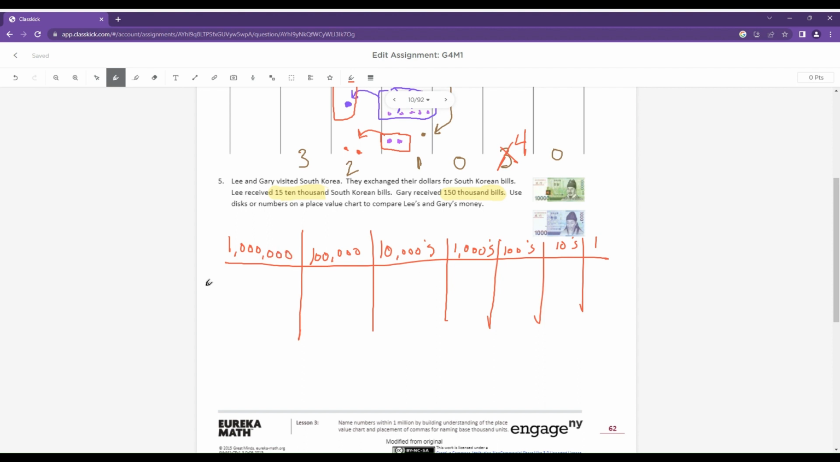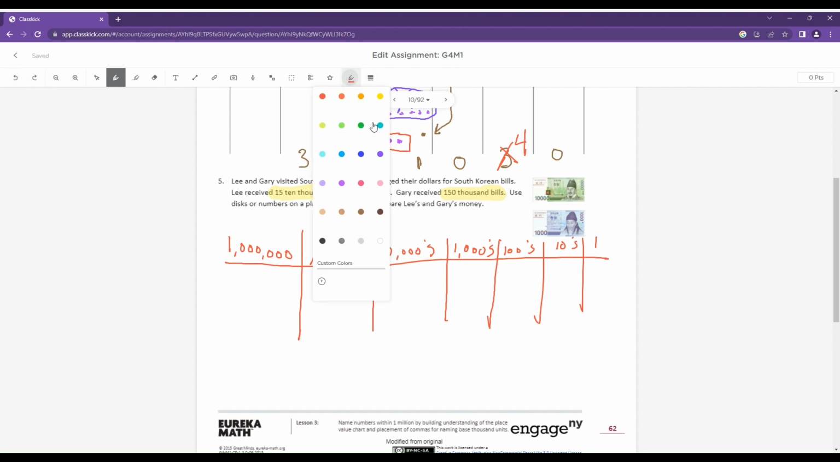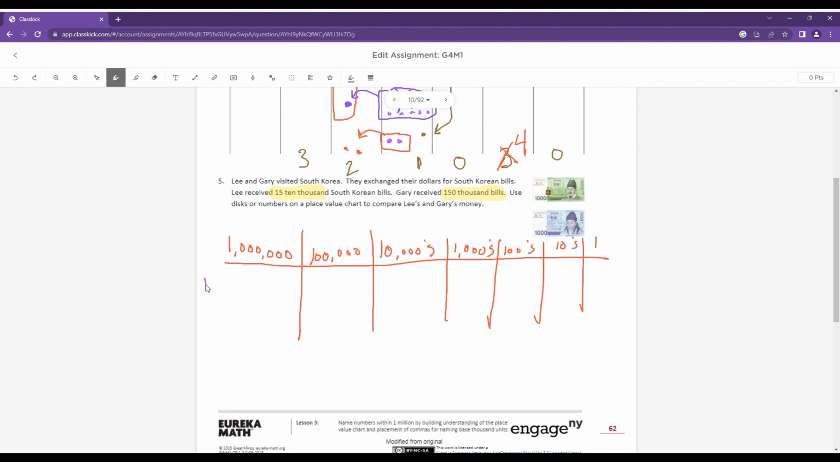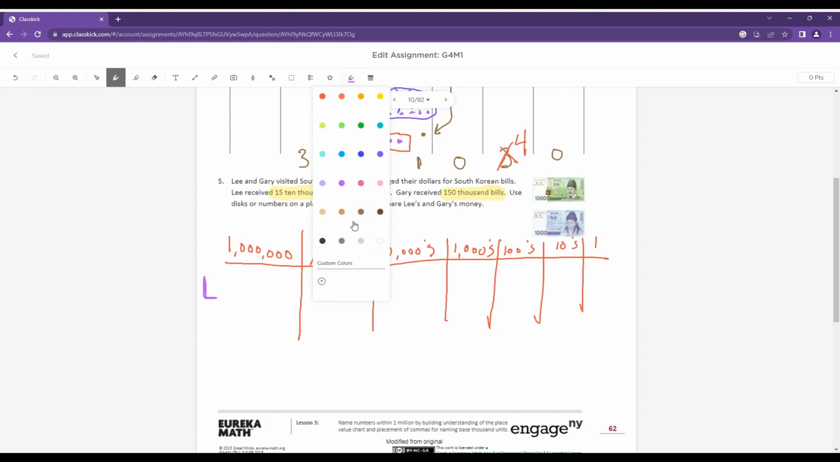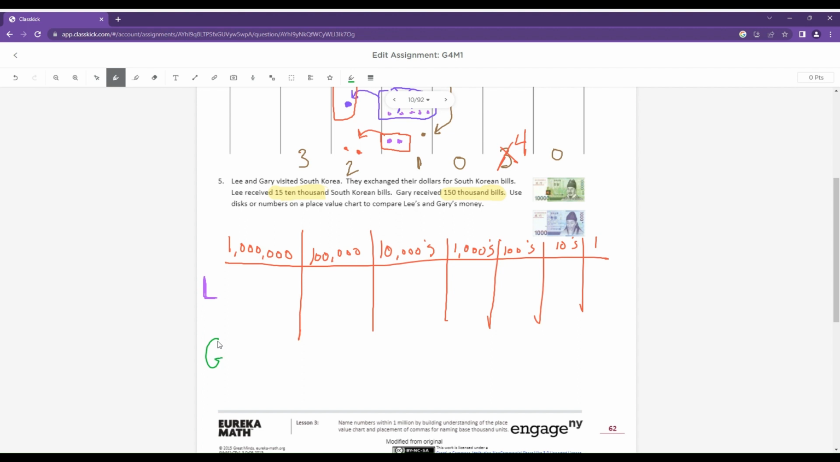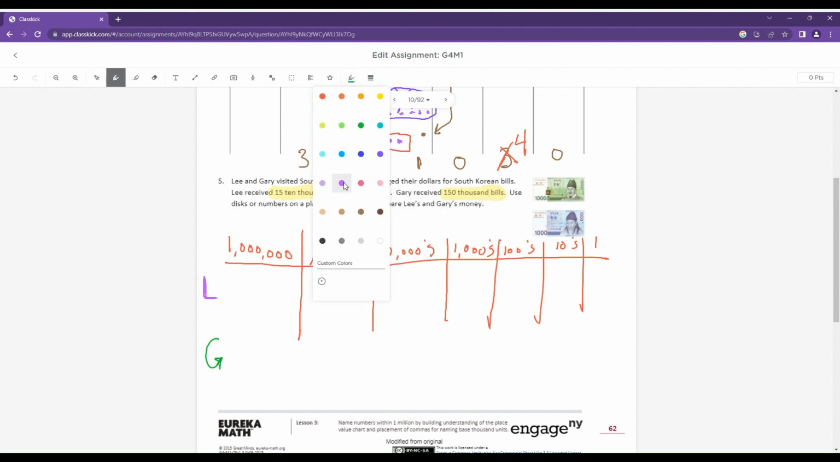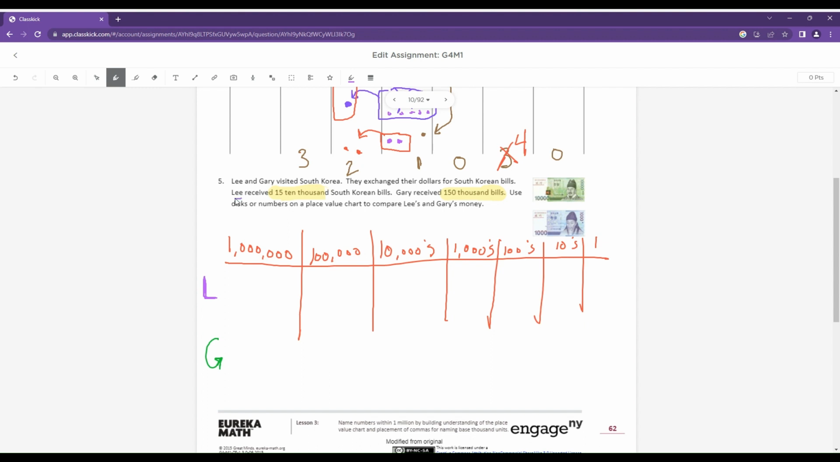All right, and I'm going to put a letter L here. Let me actually do this in a different color. I'll use purple for Lee, put an L for Lee. And I'll use the letter G for Gary, and we'll do that in green. G, green, G, Gary. And let's go back to what it says, where we have Lee receiving 15 10,000 South Korean bills. So I'm going to go to my 10,000s, and I'm going to go ahead and put 15.